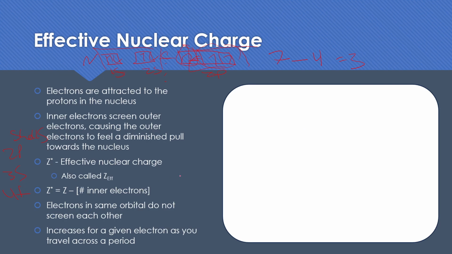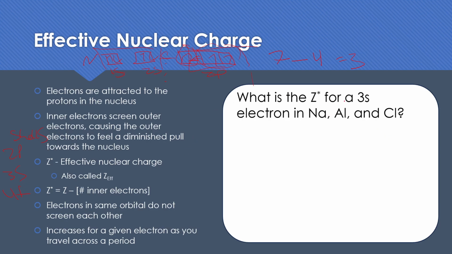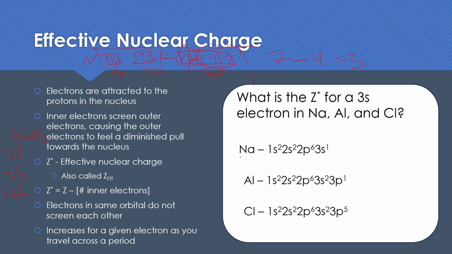And then as you travel across a period, for any given electron, you're going to increase the effective Z, right? So let's look at sodium, aluminum, chlorine. These are all in the same period, same row. The electron configuration for sodium is 1s2, 2s2, 2p6, 3s1. Aluminum is the same, 3s2, 3p1. And then chlorine goes all the way up to 3p5. We want to know for the 3s electrons, so only these electrons here. These other electrons don't actually matter because they're not screening us. They're behind us, so they're not getting in our way. Here are the electrons that are screening me, and here are the electrons I'm looking at. Here are my inner electrons. Here's my electron of interest.